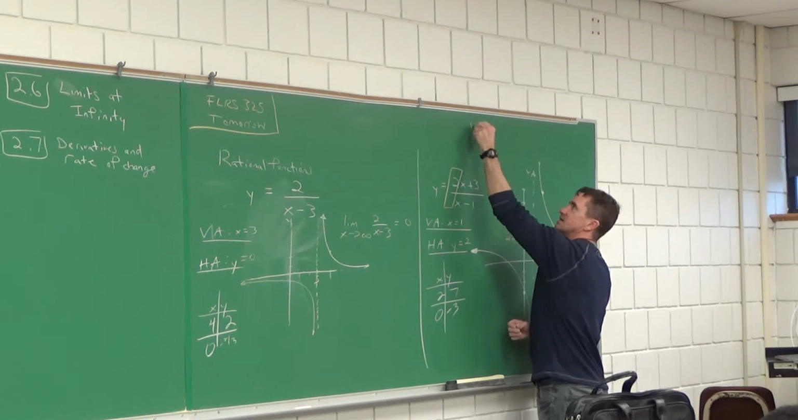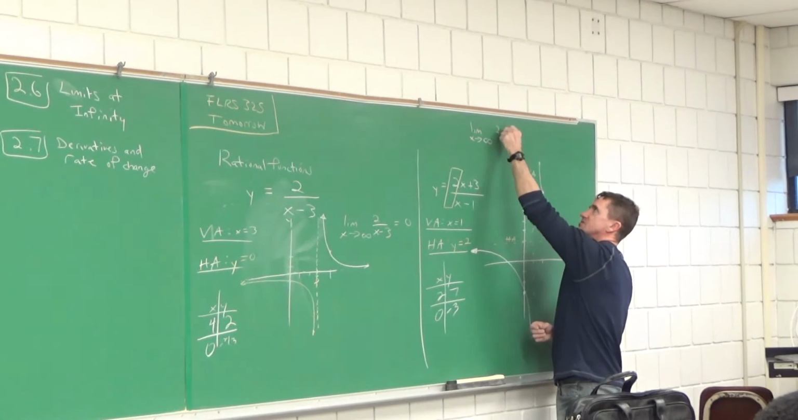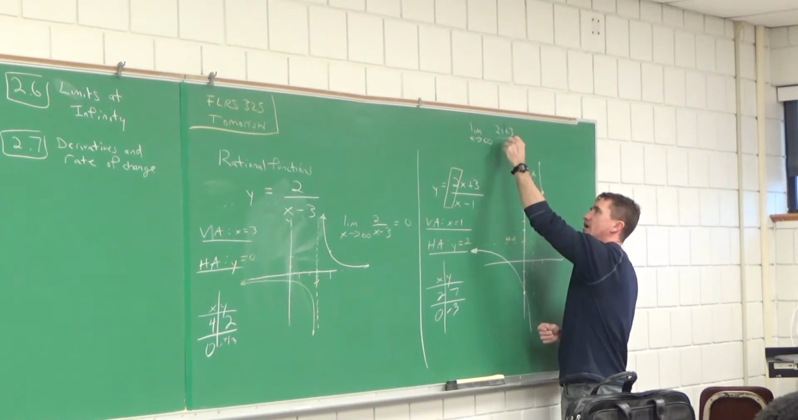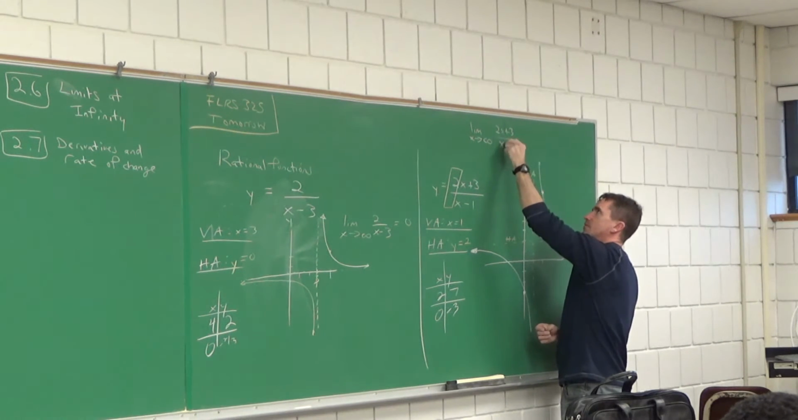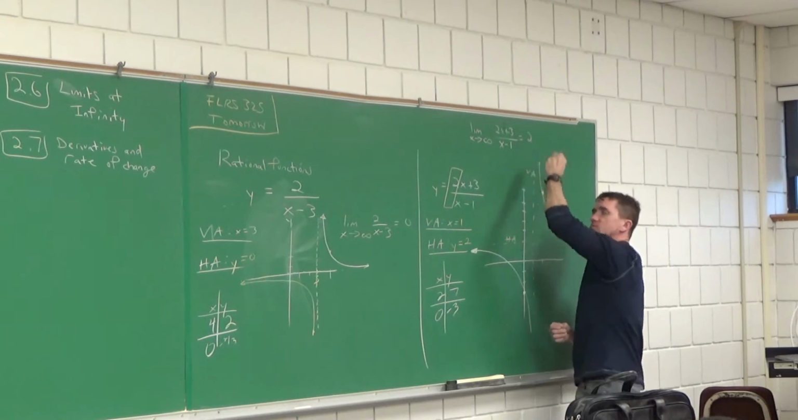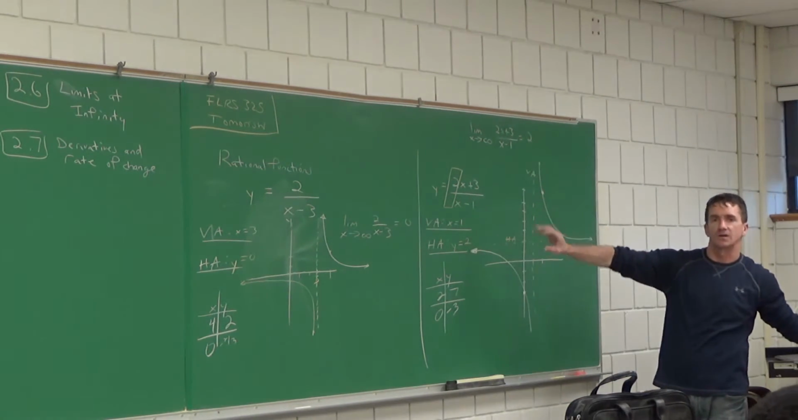What's the limit as x approaches infinity of the rational expression 2x plus 3 over x minus 1? It's just what? 2. Graphical. Our knowledge of horizontal asymptotes.